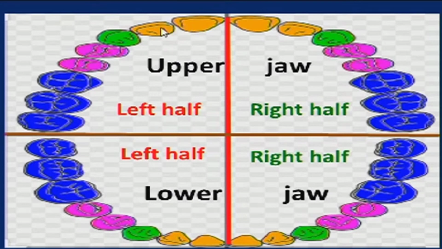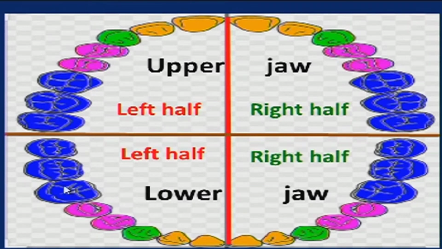Starting from here, these two yellow colored teeth are incisors. This green colored tooth is a canine, and these two pink colored teeth are premolars, and these three blue colored teeth are molars. Similarly, if you see the right half of the upper jaw, the teeth are arranged in a similar manner: two incisors followed by one canine, two premolars and three molars.